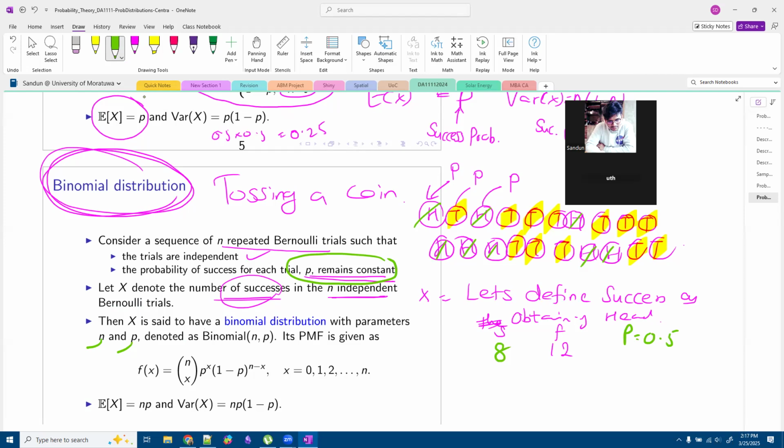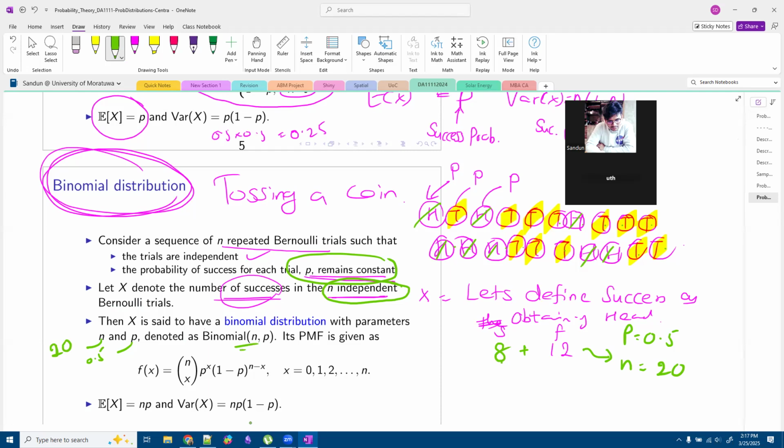P doesn't change. N is the number of independent Bernoulli trials. So in our case, n is equal to 1, 2, 3, 4, 5, 6, 7, 8, 9, 10, 11, 12, 13, 14, 15, 16, 17, 18, 19, 20. Or in other words, the summation of the successes and failures. 8 plus 12 is 20. Right? So in our case, n is 20 and the probability is 0.5. That's a coin. So binomial n, p, this is how it is written.